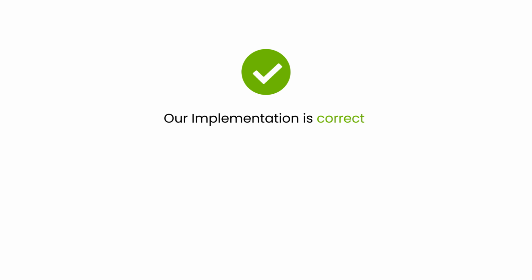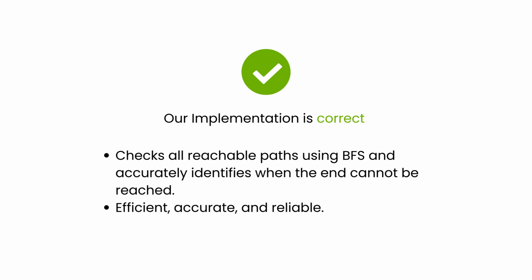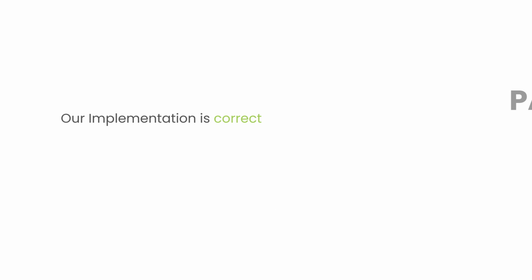Wrap-up. So, our implementation is correct. The algorithm successfully checks all reachable paths using BFS and accurately identifies when the end cannot be reached. Efficient, accurate, and reliable. Jump game.